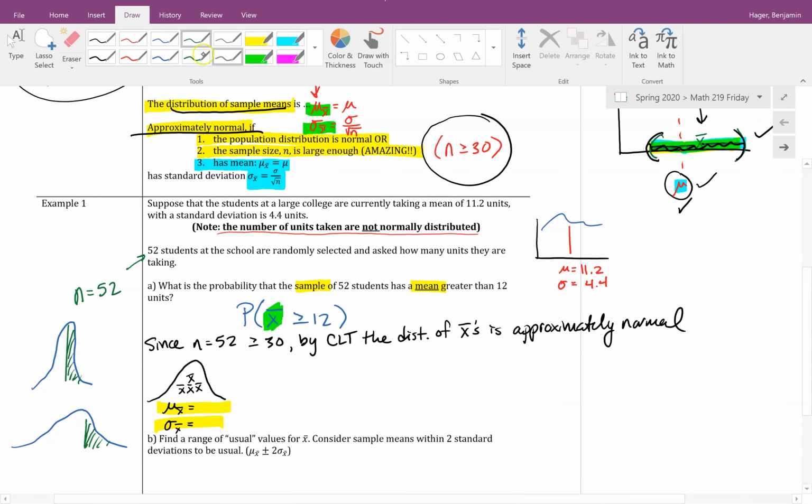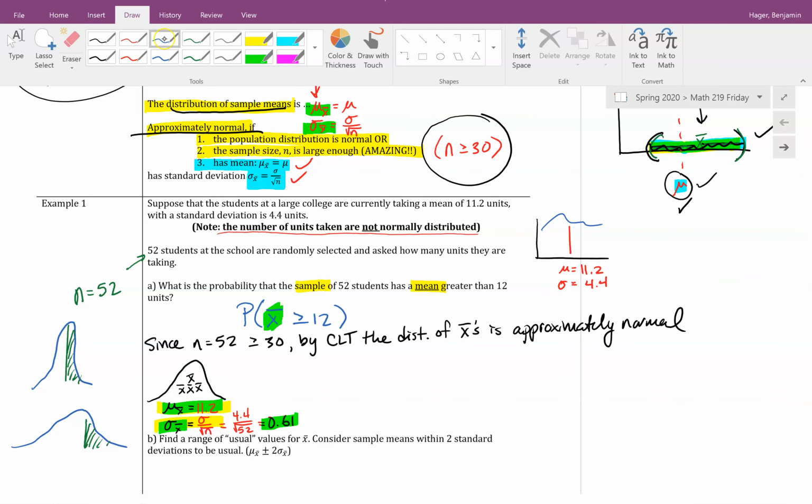So we learned that by central limit theorem, the mean of the sample means is the same as the population mean, which was 11.2. We also learned, using these formulas, that the standard deviation of the sample means is the population standard deviation over the square root of n. So that would be 4.4 over the square root of 52, which in the calculator I got as 0.61. StatCrunch is going to need those two numbers from me in order to calculate this probability.